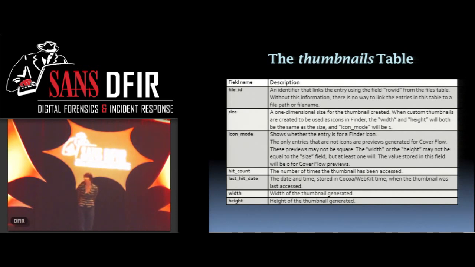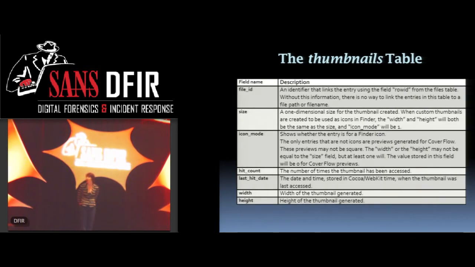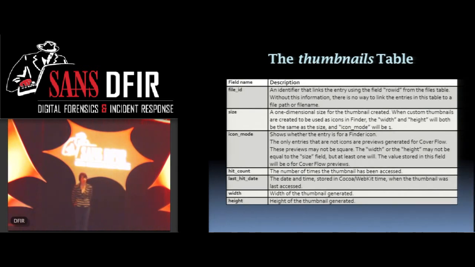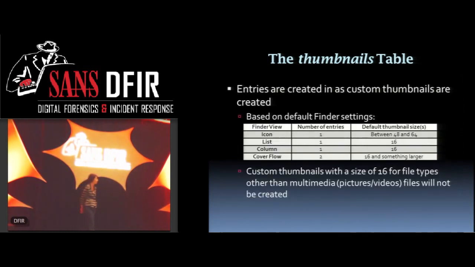We don't know anything about QuickLook. So here are the fields. You have your file ID and the size of the thumbnail. Your icon mode field is going to show you if it's cover flow, which has a different number in the icon mode field. Then your hit counts, the last hit date and time, and then a bunch of other fields like width, height, and a ton of other stuff that's just not useful, but maybe someday will be.